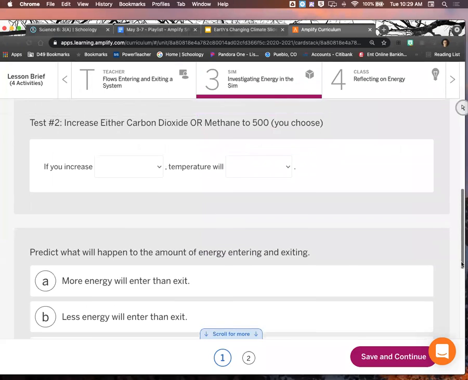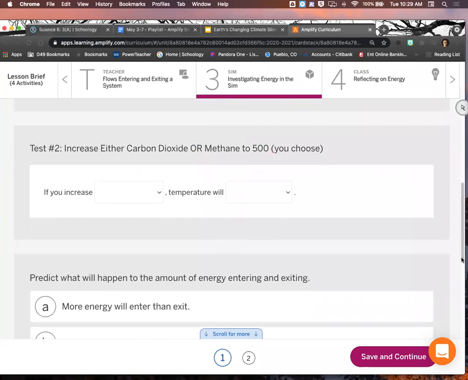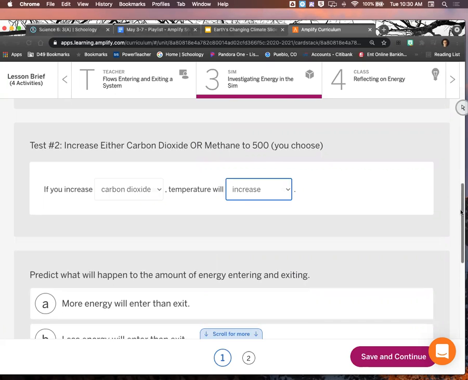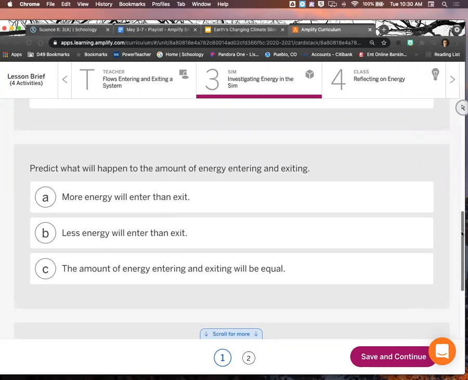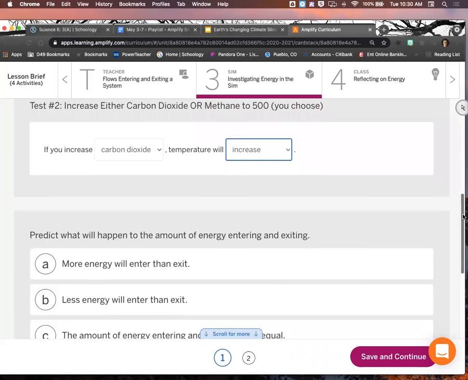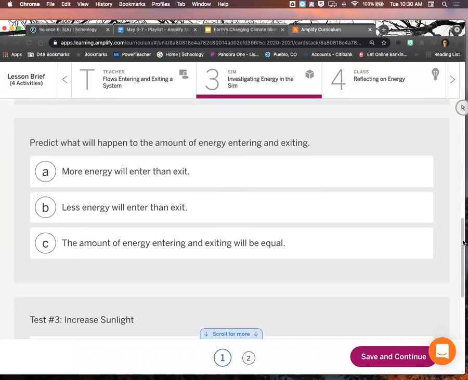Hang on, there's more. We have to predict test 2. If we increase either carbon dioxide or methane to 500, wow. If we increase carbon dioxide, the temperature will increase. Predict what will happen to the amount of energy entering and exiting. So my prediction here is based on my experience, is that we increased carbon dioxide and we saw in the sim temperature increase. Now, what's creating that from an energy perspective?